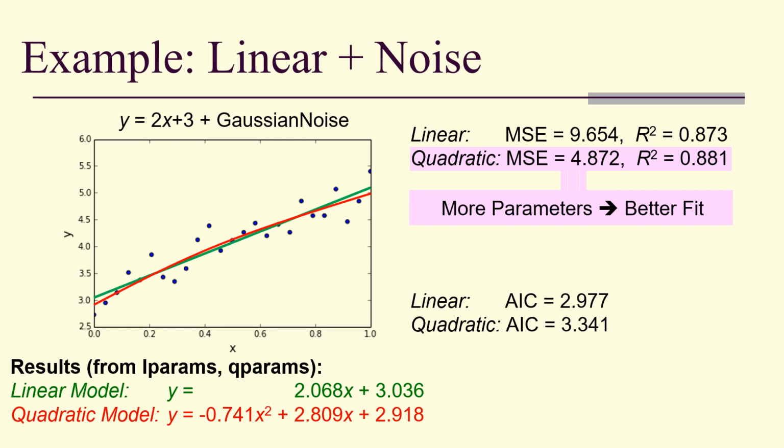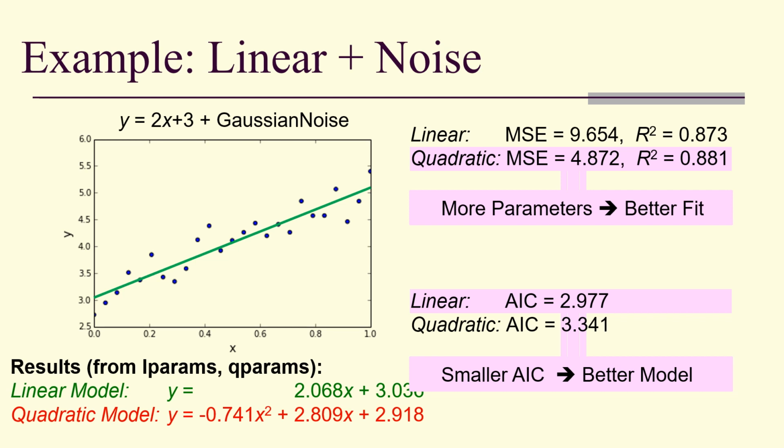However, the AIC is smaller for the linear than it is for the quadratic. Remember, we just took 2x plus 3 and added noise, so we would think the linear would be the better model. And the AIC tells us that is exactly the case.